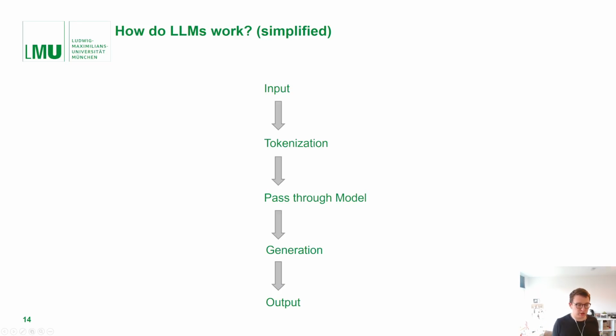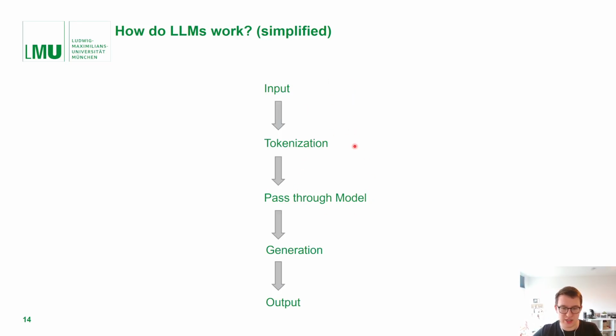How do these models work? I can only report this quite simplified. I don't think that it's most important for us to understand how these models work in a more detailed manner. Let's look at this in a more simplified fashion. So we have our input, which would be, for example, a statement. I'm prompting the model with something like, I don't know, who was the chancellor in Germany in 1952 or something like that.